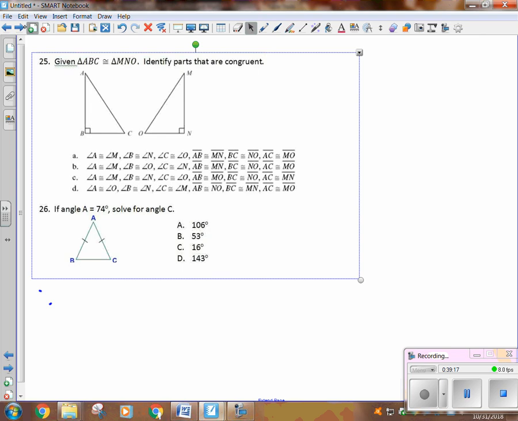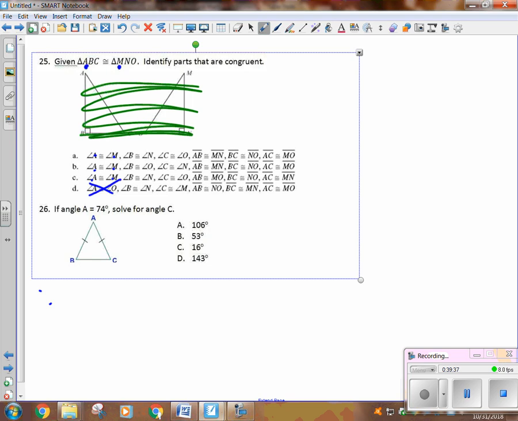You can use your congruency statement. I'm here to tell you, if you didn't even have a picture, you should be able to do that. Let me say that again. If you didn't even have a picture, you can do that. Because A should match up, because it's first, should match up to what? M. AM, AM, AM, AO. Of course, D's out. Okay, B matches up to N. B to N, B to O.